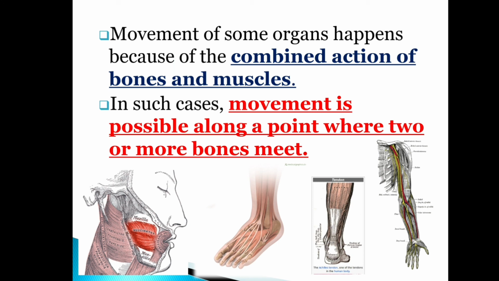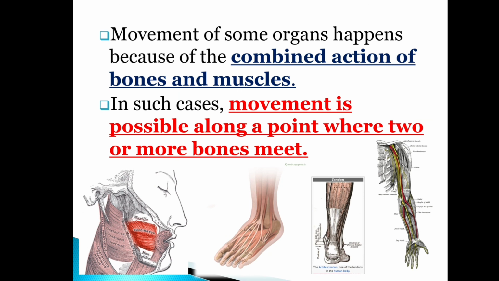Movement of some organs happens because of the combined action of bones and muscles. In such cases, movement is possible along a point where two or more bones meet.